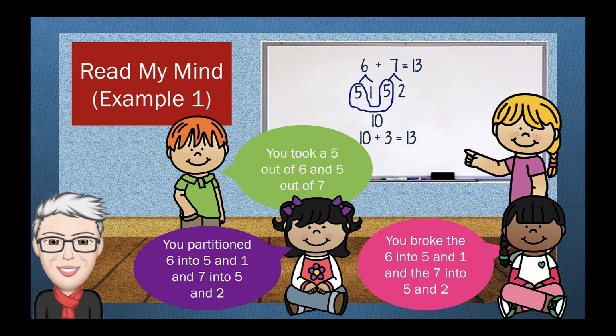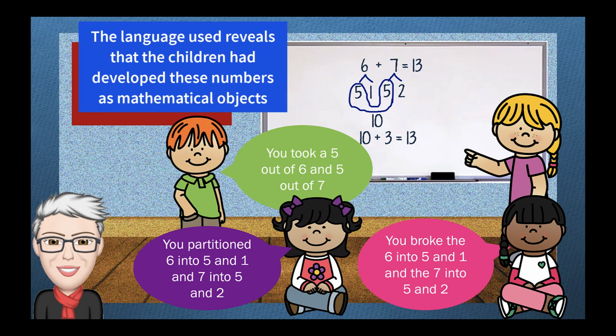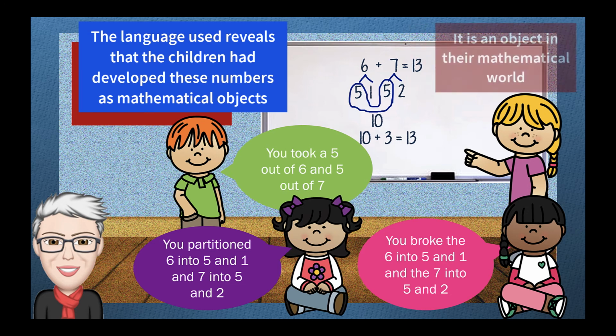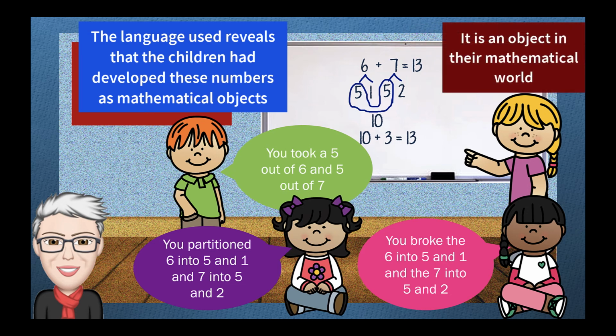This varied terminology reveals that the children were talking in ways that made sense to them. They each had their own way of thinking about the activity of partitioning. More important, the language used here reveals that by now the children had developed conceptions of these numbers as objects in a mathematical reality. They can take a number such as 6 and do something to it. They can break it up, split it. It is an object that they can manipulate. It is an object in their mathematical world.